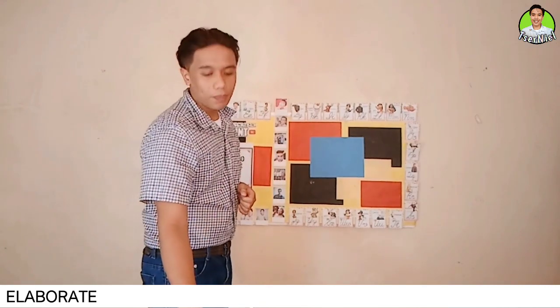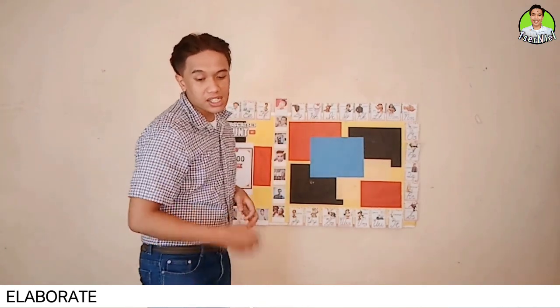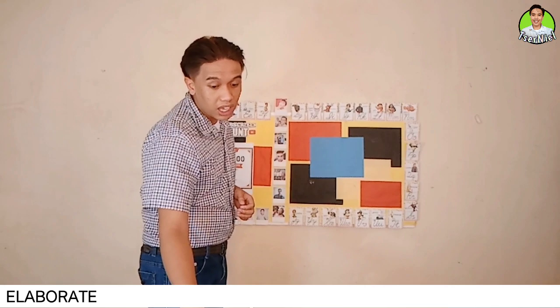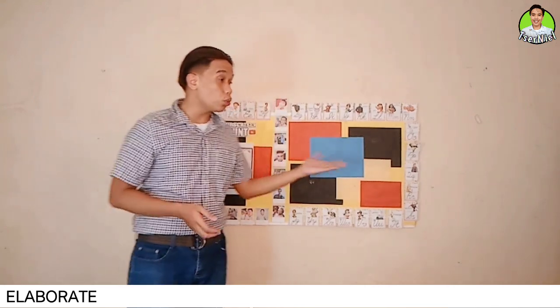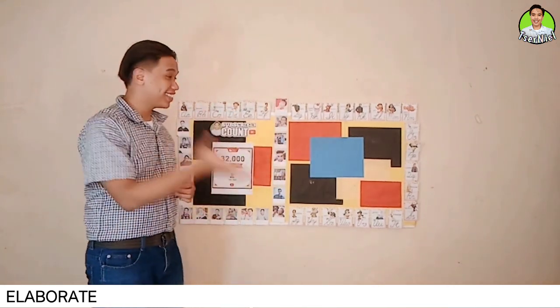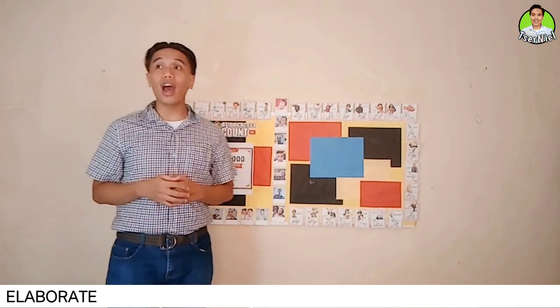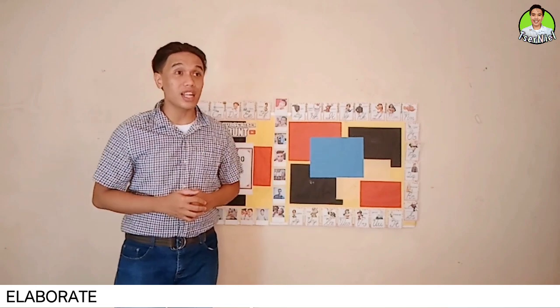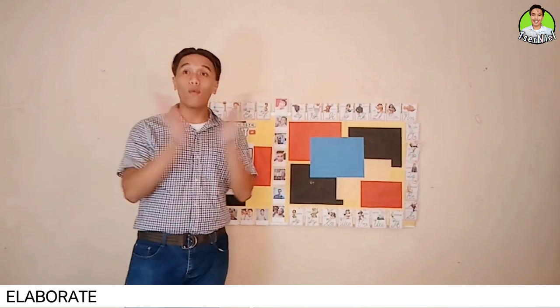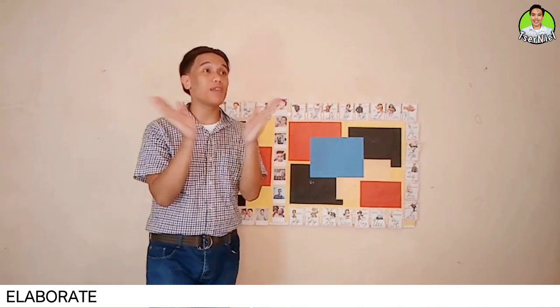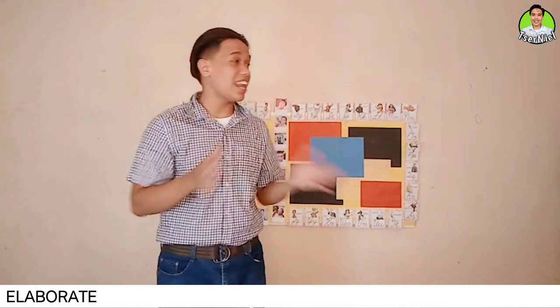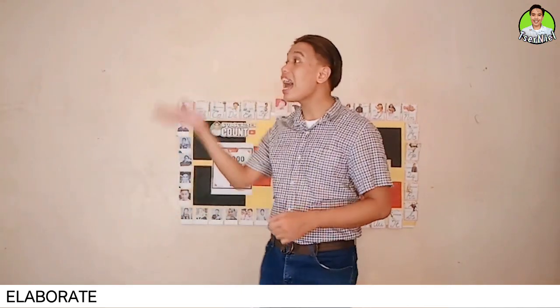For Group 2, they will have to draw 3 activities that show people taking good care of the environment. Group 2, please show your work. Okay, for Group 2, I will also give them 10 points. Let us give them 10 claps. 1, 2, 3, 4, 5, 6, 7, 8, 9, 10. Excellent, Group 2. Let us have Group 3.